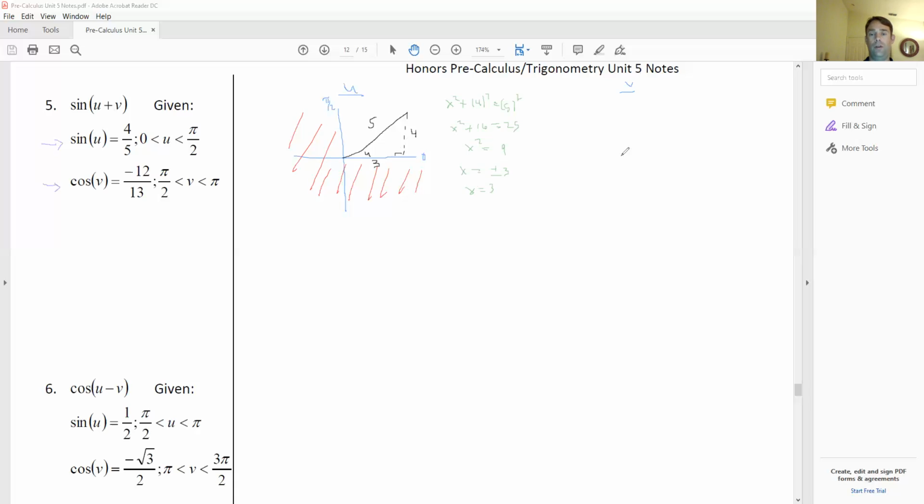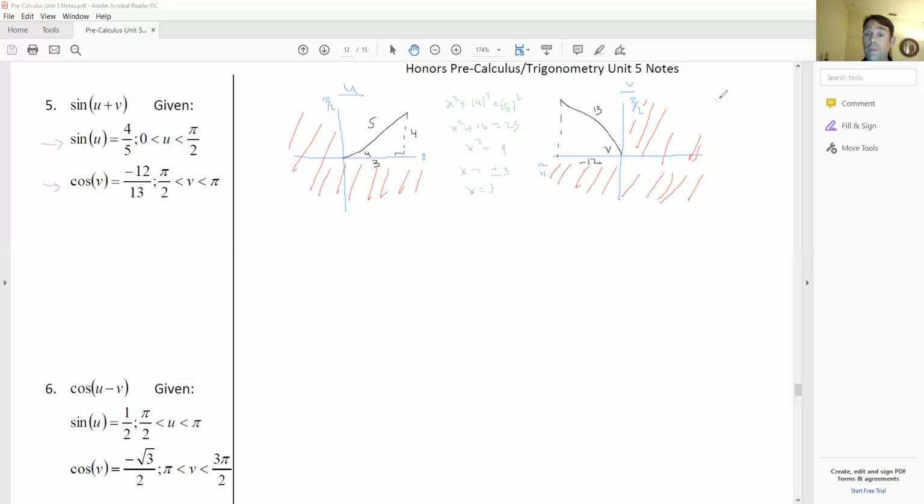All right, here we go. So I'm trying to deal with V now. It says I'm going to be from pi over 2 to pi. So that means all the rest of this is going to be gone. So we're not in quadrant 1 this time. No quadrant 1. No 3 or 4. So my triangle is going to be somewhere over here. And I have the adjacent is negative 12. My hypotenuse is 13.